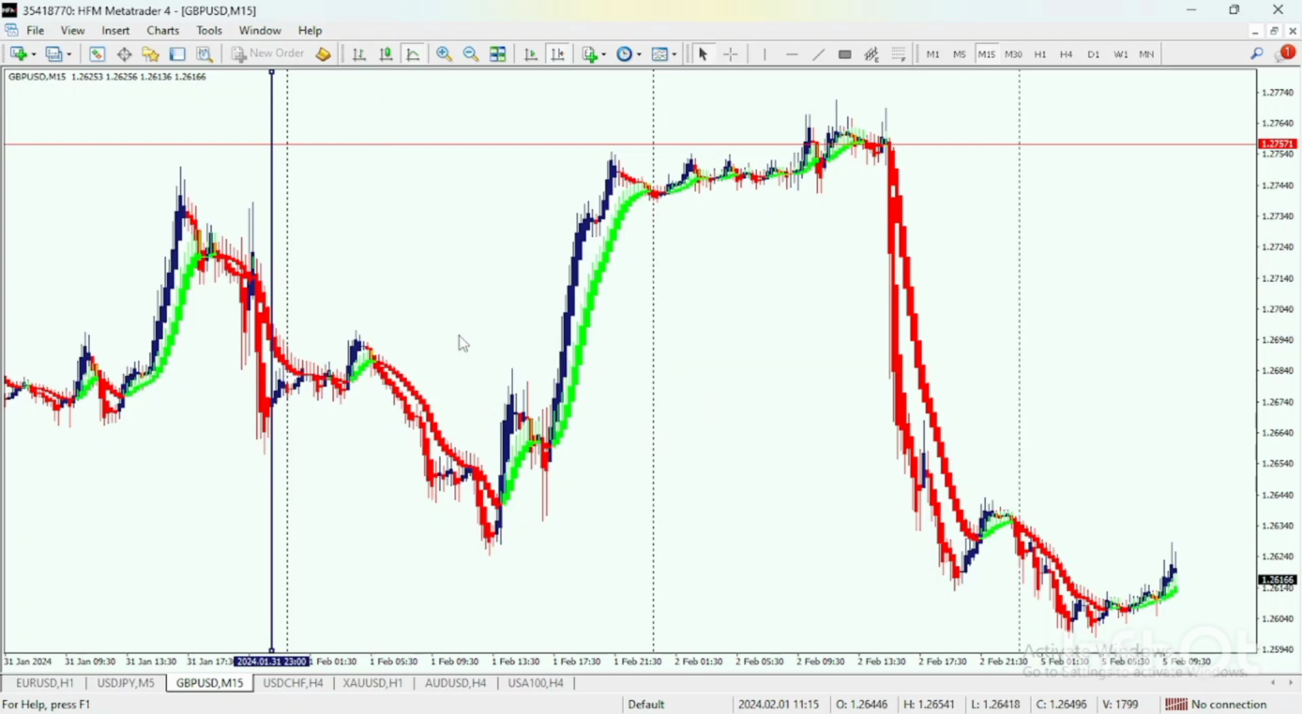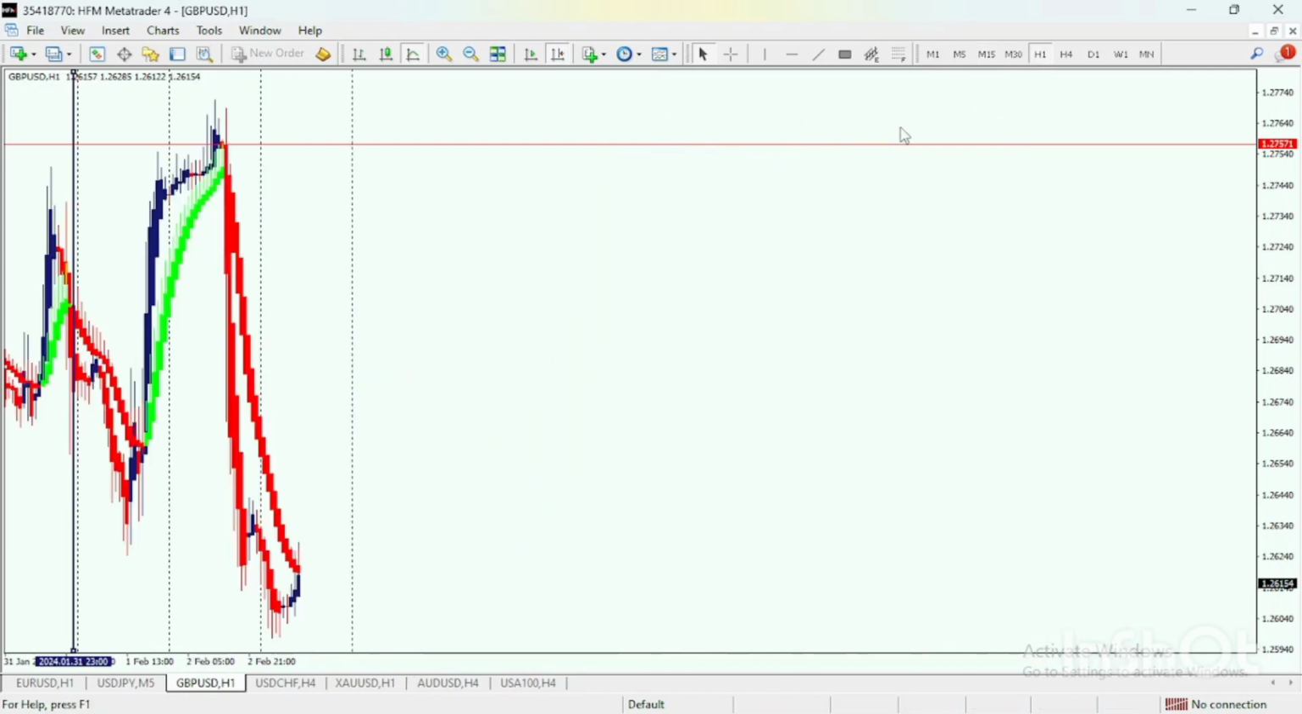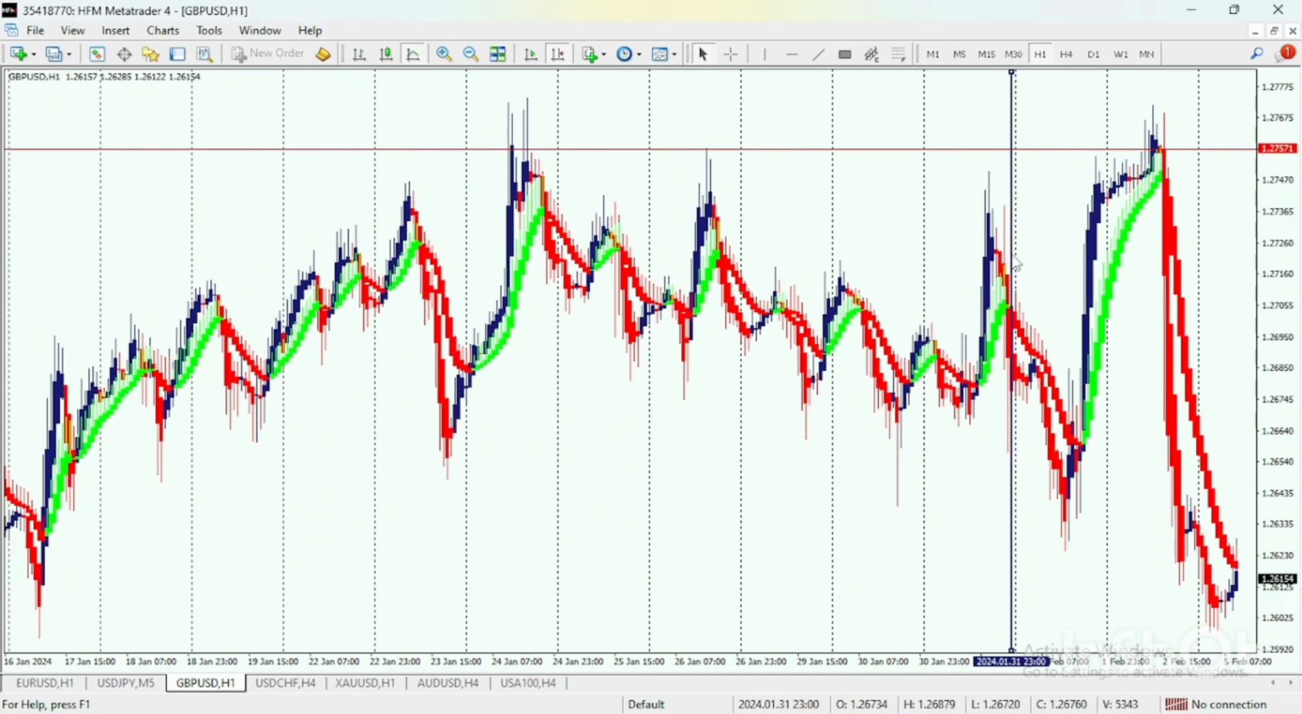I don't wait for this GBPUSD. I don't wait for 50 pips. I get 30 to 40 pips and I'm out of the market. That's how I trade the pair.